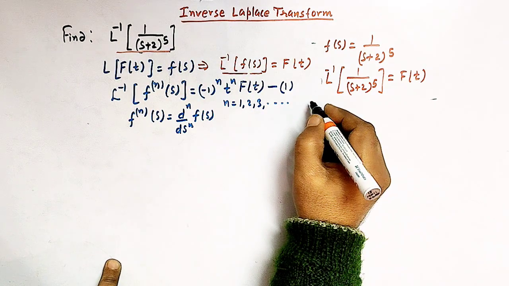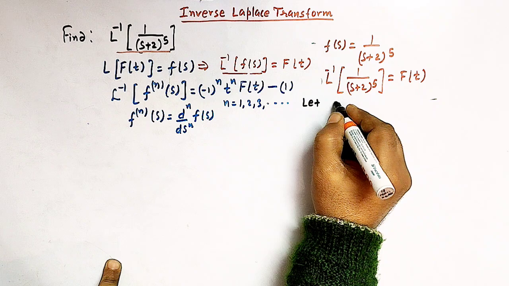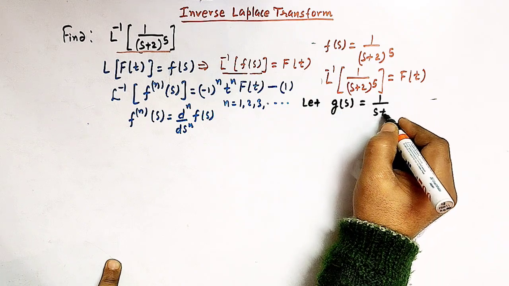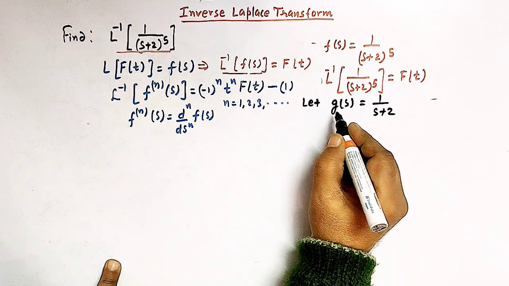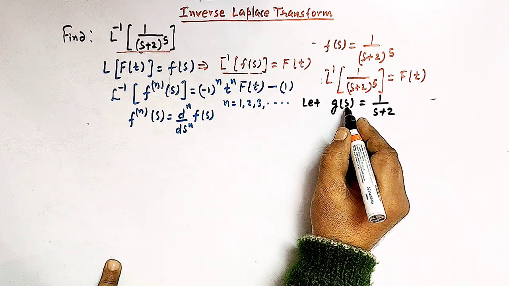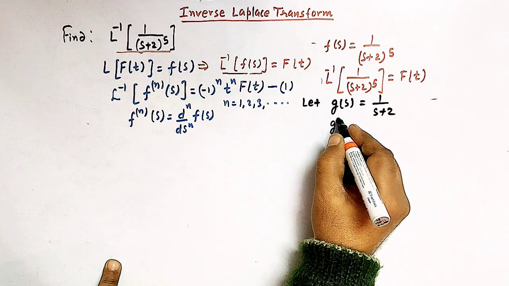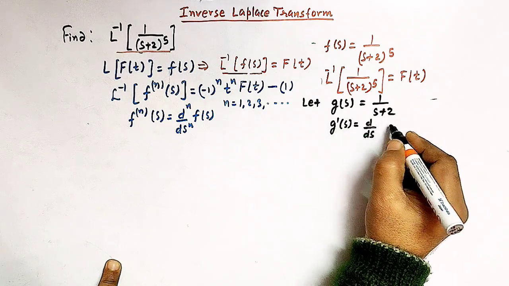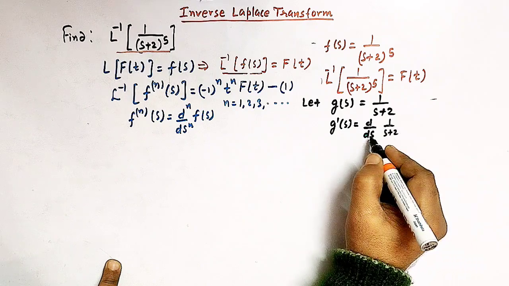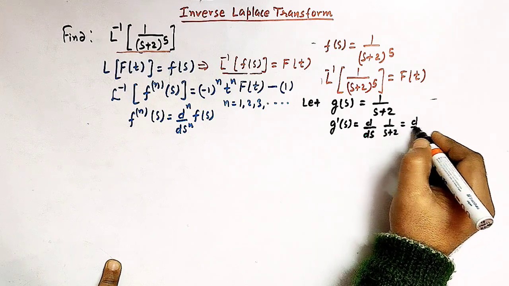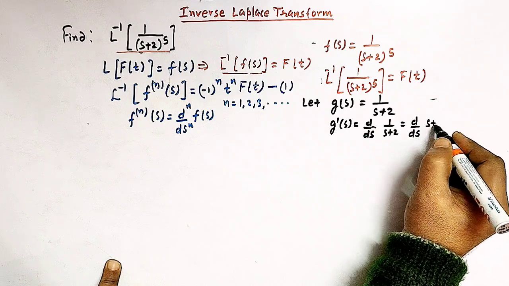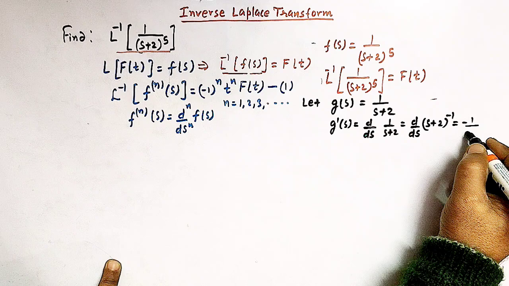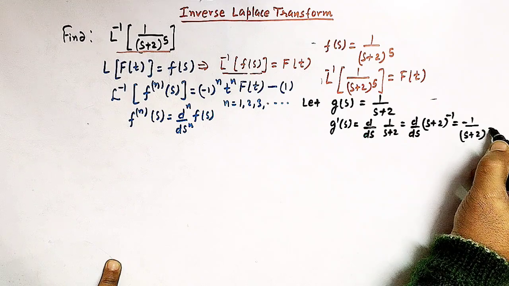Now let us consider a function g(s) equal to 1 over (s plus 2), and let us differentiate g(s) with respect to s. So g'(s) is given by the derivative of 1 over (s plus 2) with respect to s, and we can write d/ds of (s plus 2)^(-1), that is equal to minus 1 over (s plus 2) whole squared.